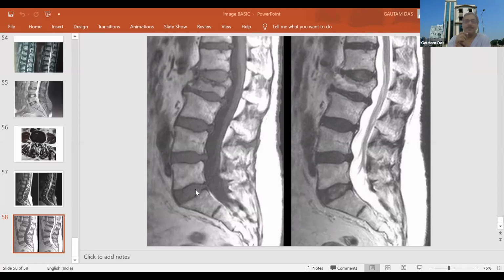CSF. Water is black. Where there is no fat, that will be looking black. Water is black, sir. Okay. CSF will be black because there is no fat, right?